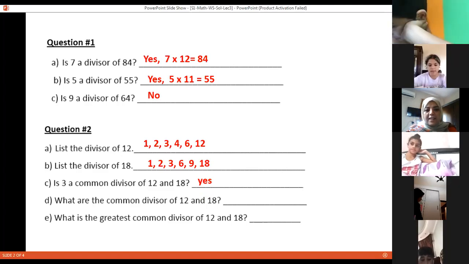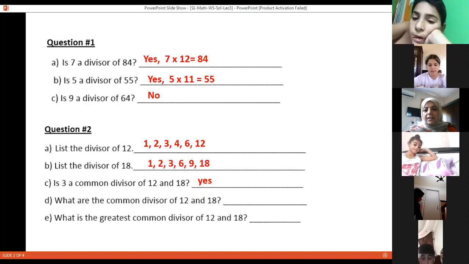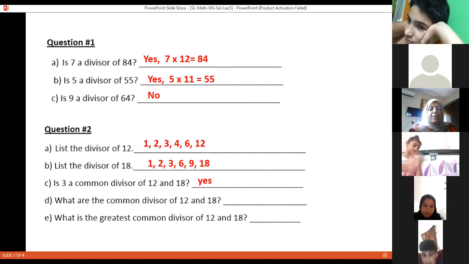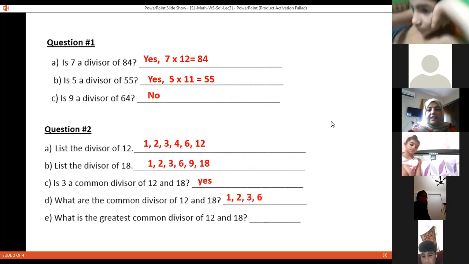Hassan Dayekh. Hassan, what are the common divisors of 12 and 18? 1 and 2 and 3. What else, Hassan? 6. Very good. Excellent. So the common divisors are 1, 2, 3, and 6.